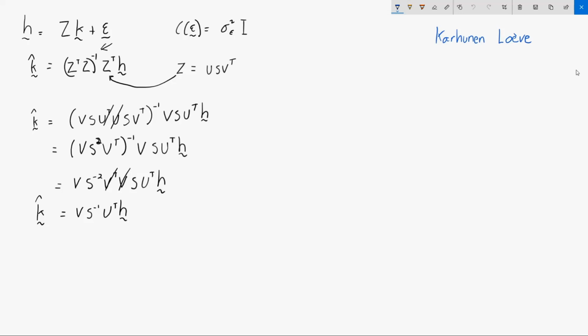The equation which we've been using up to now is this one. And I've always assumed, for simplicity, that C epsilon equals sigma squared epsilon I. Suppose that it doesn't. Suppose that C epsilon is not I, is not proportional to the identity matrix.